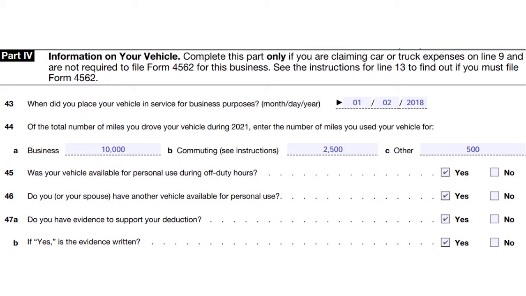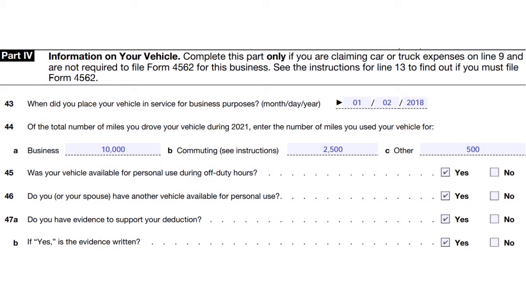It's all about substantiating anything you put on your tax return. Be very careful here, because things like transportation expense, travel, meals and entertainment, and home office deduction, the IRS will pay attention to it. Okay. And they're asking you on line 47B, is the evidence written? You gotta answer yes to this, folks.